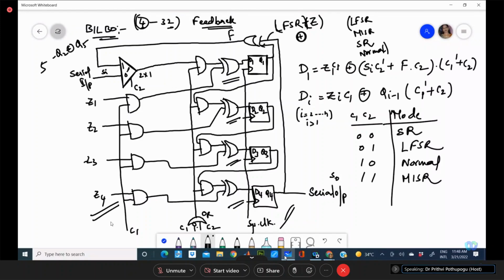So that's what I was telling. You can refer to that table. Decide what the feedback paths are here. This total setup will be similar. You go on increasing the number of flip-flops, that's all.